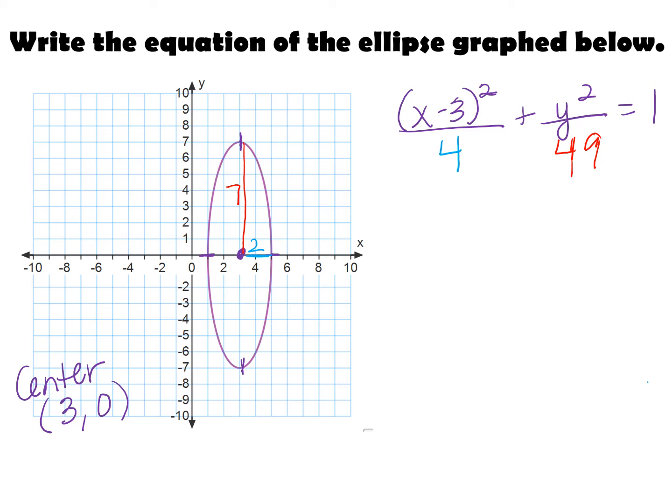Again, this time your a squared is 49. This is a vertical ellipse. Again, the reason it's vertical, the major axis is the longer one, and this time the major axis is vertical instead of horizontal.